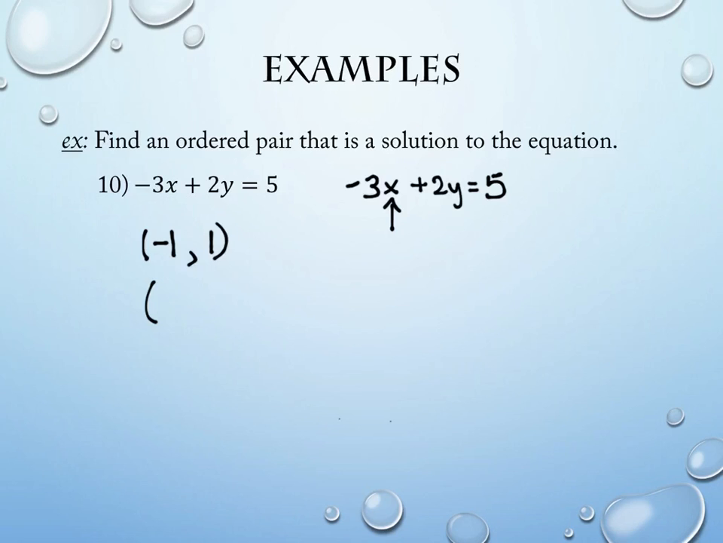Another option might be to choose x to be 0. It's really pretty friendly on this one. If I choose x to be 0, then the -3x piece is 0, and I have 2y equals 5. I divide by 2 and I get 5 halves. What I want you to know about this is that there isn't just one solution. There are infinitely many solutions when we look at these problems.